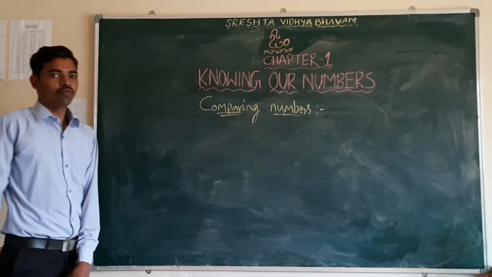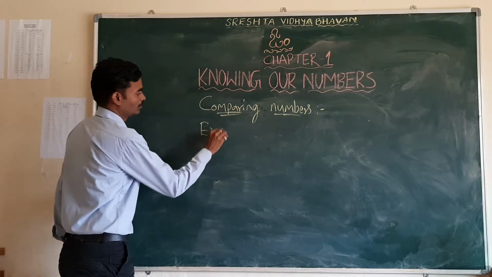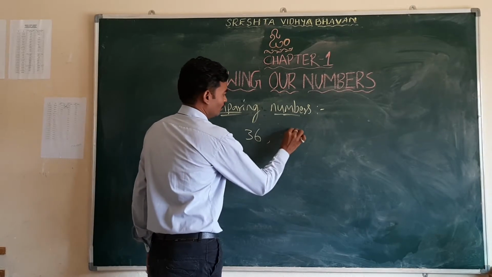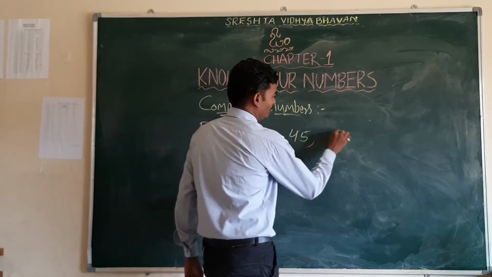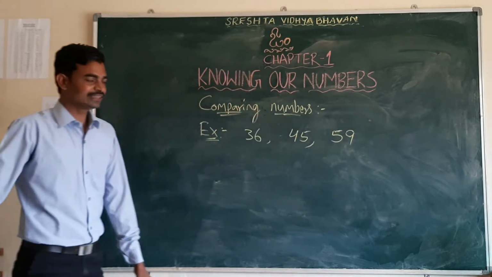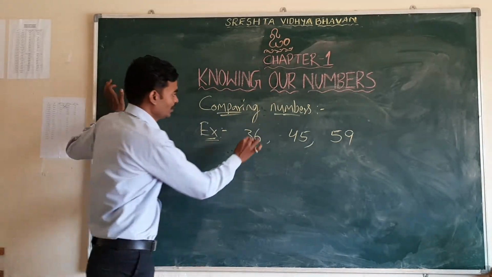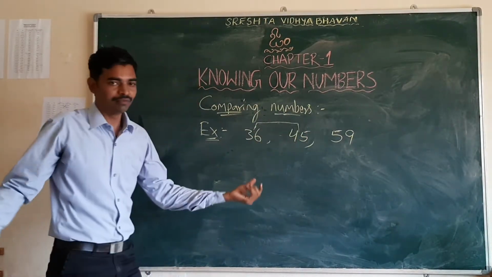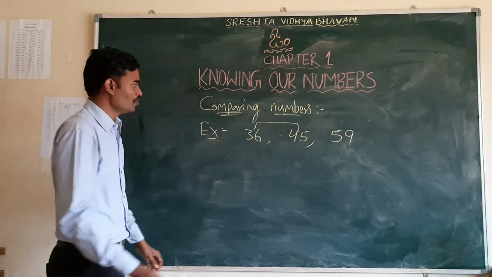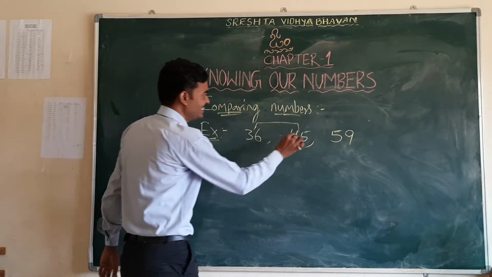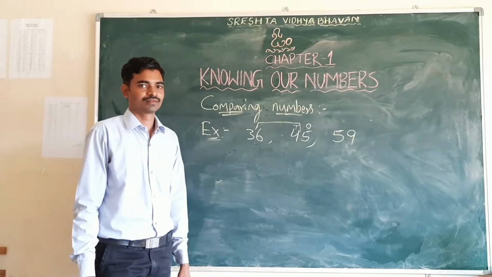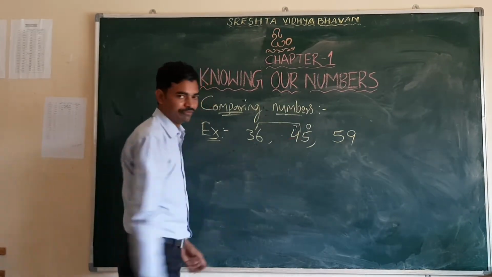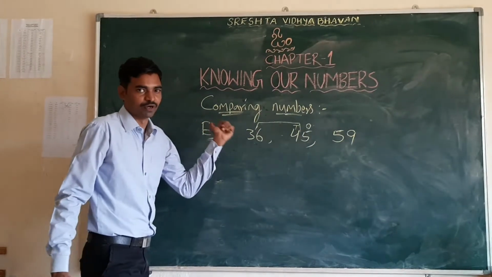Comparing numbers. For example, take the numbers 36, 45, and 59. These are the three numbers. First, we have to compare any two numbers. We are taking the two numbers 36 and 45, and we have to compare those two numbers first of all.